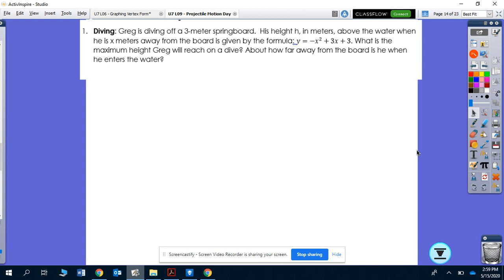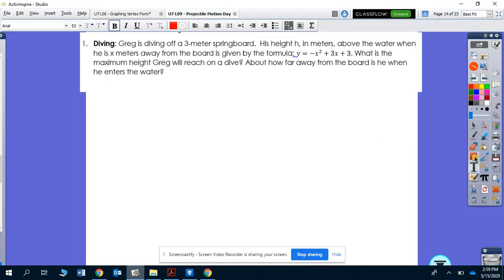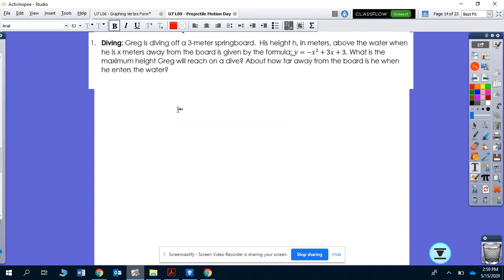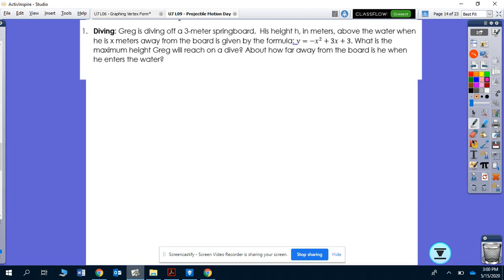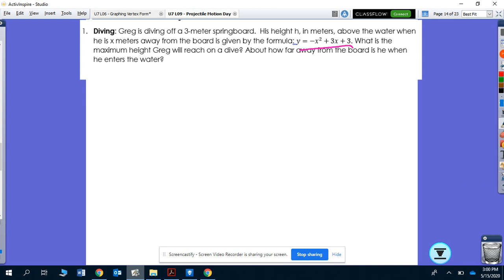Because obviously Desmos can't give you the answers if you don't know what you're looking for. So we're going to do a couple of these practice problems. We're not going to do all of them, but it's going to be important that we have a good handle on kind of how this navigates. So here we're going to jump in. Greg is diving off a diving board, right? Similar to our similar problems. We've got our equation right here, negative x squared plus 3x plus 3. And the question is, what's the maximum height that Greg's going to get to?